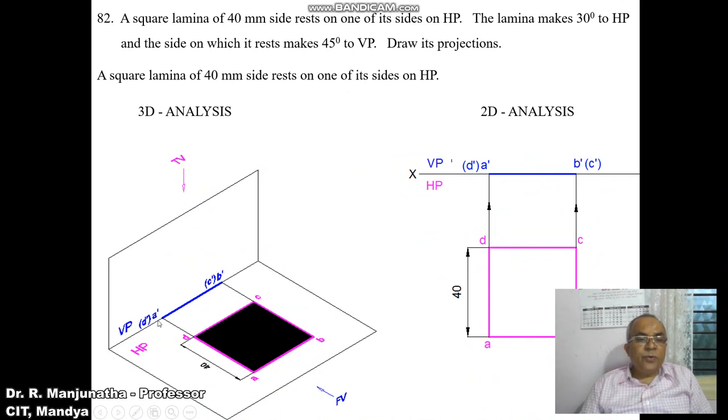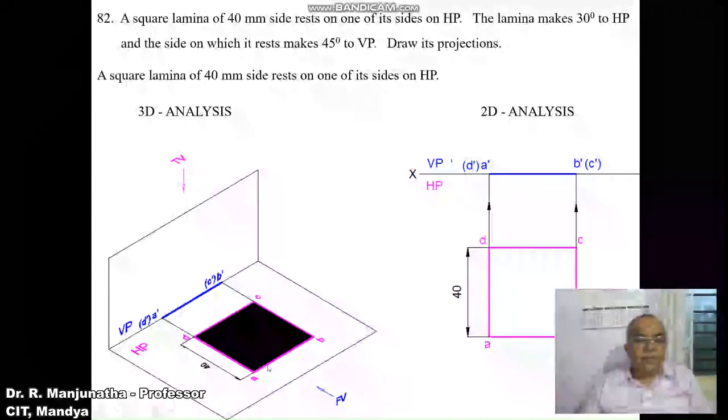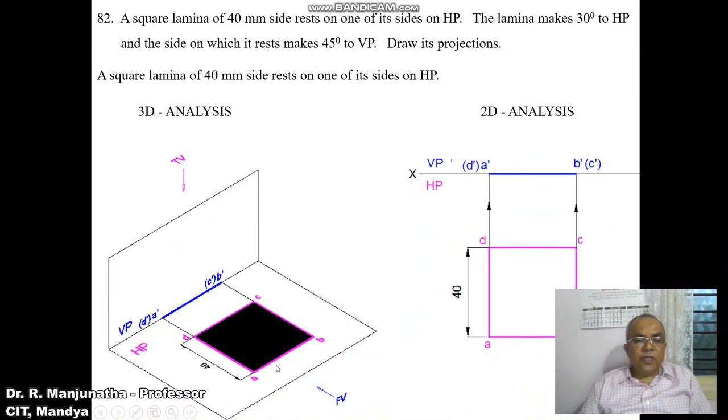As you look from the front view, we can see all the sides, A dash B dash, B dash C dash, C dash D dash, D dash A dash, all are parallel to HP. So we are getting the true shape in HP. When you look from the top view, we can see the true shape. Each side will be equal to 40 mm and it is resting on HP. So AB is parallel to both HP and VP. BC is parallel to HP and perpendicular to VP. Similarly, CD is parallel to both HP and VP, and AD is parallel to HP and perpendicular to VP. So this is how you will be able to read this drawing.